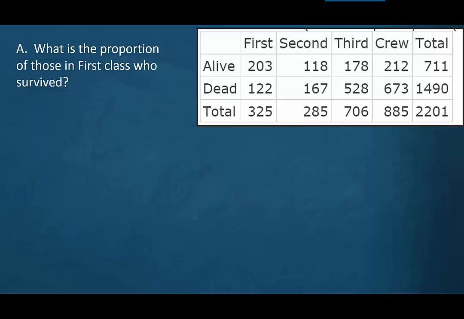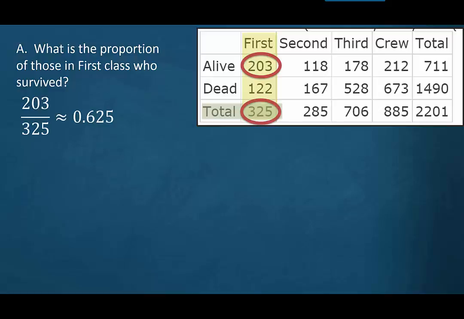So what we do is we're going to limit ourselves to looking at the column of first class. So we look at first class and we say, what is the proportion of those in first class who survived? So we look at those who were alive, which was 203, and divide it by 325, giving 0.625.